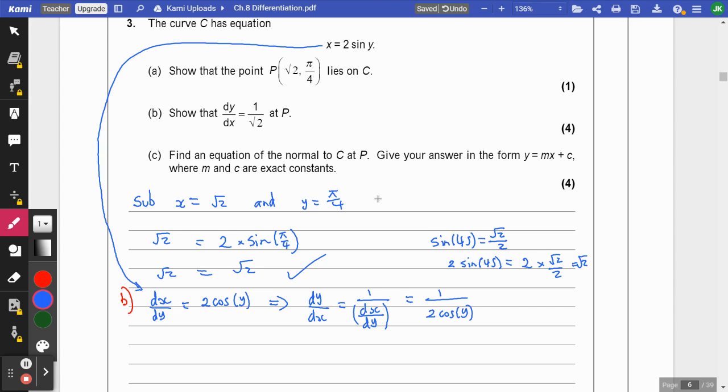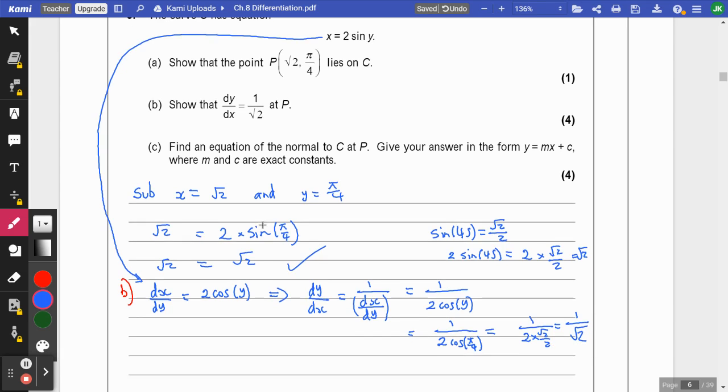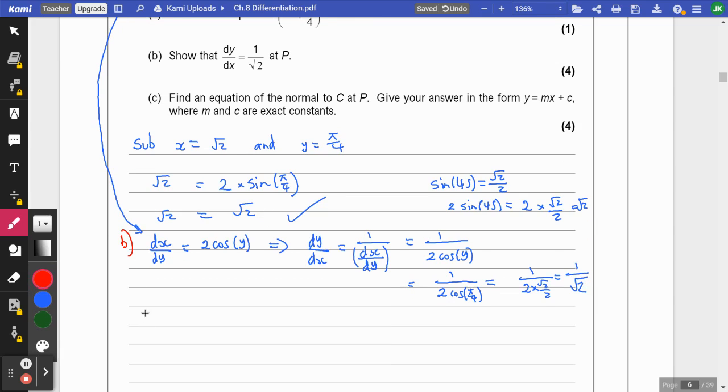Then we need to substitute, in this case, y is equal to pi over 4. So that is equal to 1 over 2 times cos pi over 4. Cos of pi over 4 is cos of 45, which is root 2 over 2. So 1 over 2 times root 2 over 2, which is 1 over root 2. And that is what they asked us to show. So there we go.